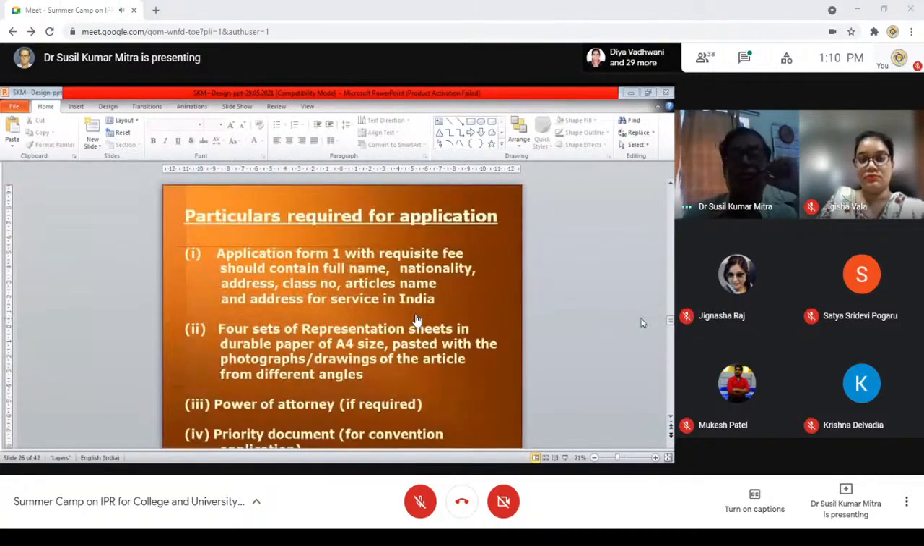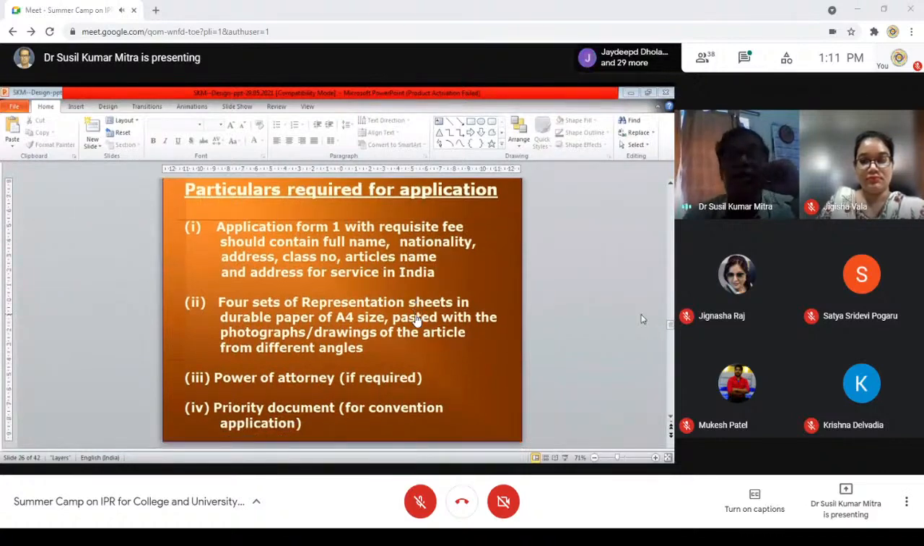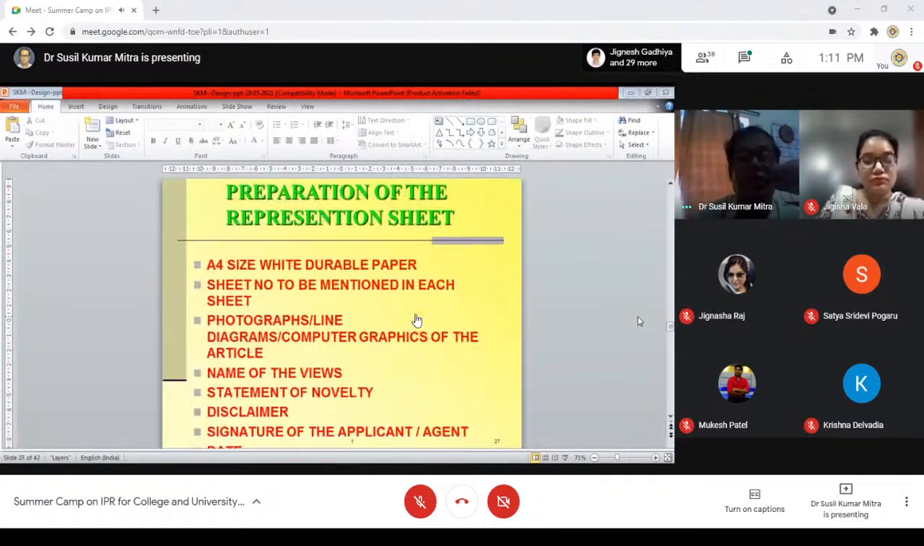So the particulars required for applications, this is very important. How to prepare? Just like a patent, you are doing the complete specification. Drafting is very important. Here also Form 1 should be filed. And also the 4th set of representation sheets you are to prepare in A4 size, and power of authority if you apply through lawyers. And if the application originates from foreign countries, then the priority document of the application also should be filed. And the A4 size durable paper, photograph or line drawing is required, diagrams, name of the views, statement of novelty, disclaimer, and the signature is required.